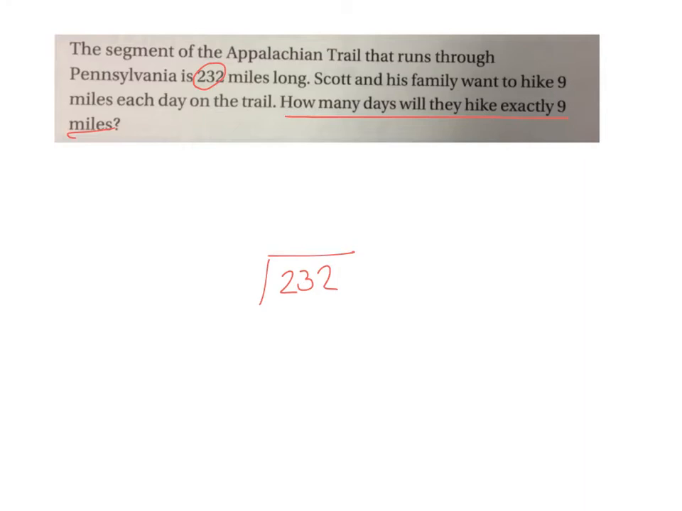Is there any other important information we need? Scott and his family want to hike 9 miles each day on the trail. They want to do 9 miles each day. So is that going to be our dividend, divisor, remainder, or quotient? Divisor. So our division equation then becomes 232 divided by 9.